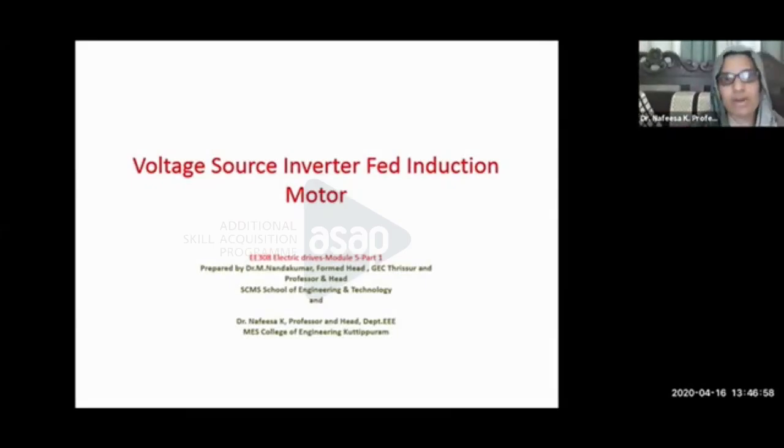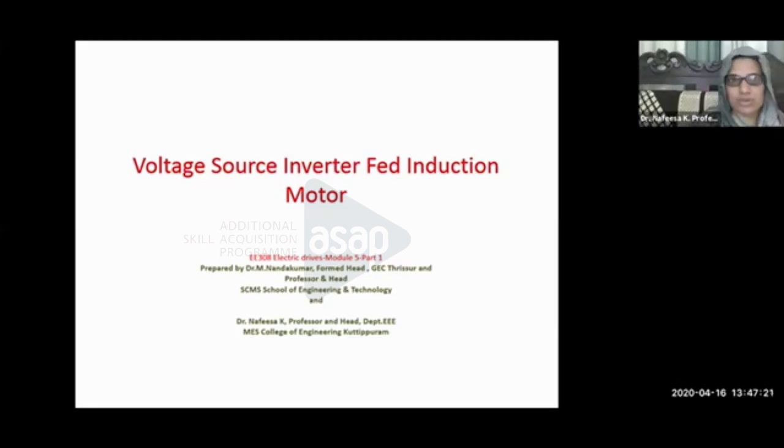The topic is voltage source inverter for induction motor, and that is the first part of Module 5, Electric Drives, for sixth semester students. This is prepared by Dr. M. Nandakumar Sir, the former head of GEC Thrissur and currently Professor and Head of SEMS School of Engineering and Technology, and myself.